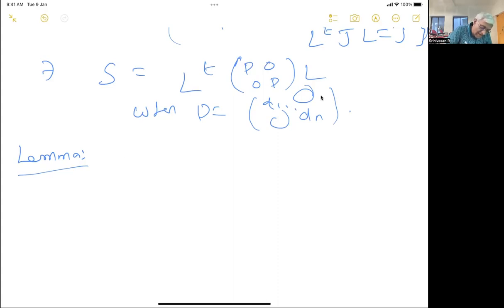So if A is a skew symmetric matrix, A in M2n(R). Are you recording? Yeah, it's recording, no? Where is the blinking dot? Okay. Yeah, it's okay. So A is a skew symmetric matrix.